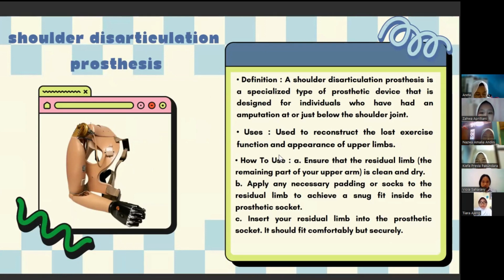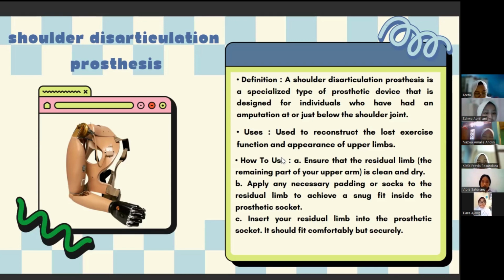How to use: first, ensure that the residual limb, the remaining part of your upper arm, is clean and dry. Second, apply any necessary padding or socks to the residual limb to achieve a snug fit inside the prosthetic socket. And third, insert your residual limb into the prosthetic socket. It should fit comfortably but securely.